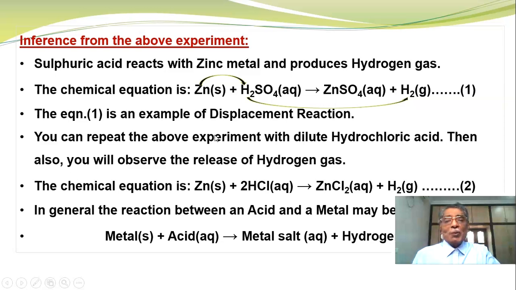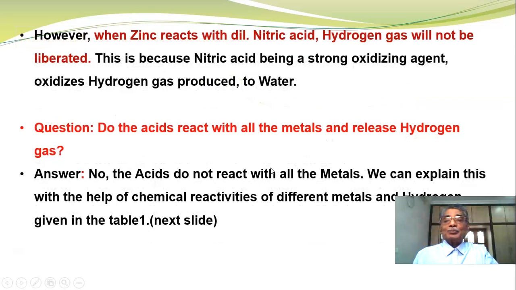You can repeat the above experiment with dilute hydrochloric acid also. Then also you will observe the release of hydrogen gas. You can write the chemical equation as Zn(s) + 2HCl(aq) → ZnCl2(aq) + H2(g). In general, the reaction between an acid and a metal may be represented as metal(s) + acid(aq) → metal salt(aq) + hydrogen gas.